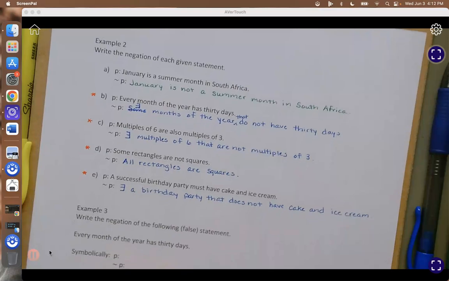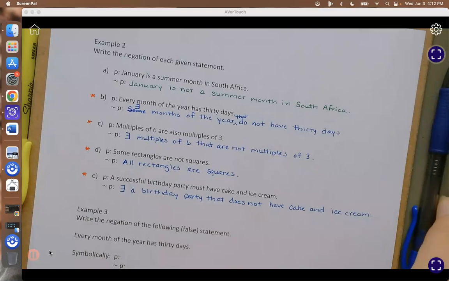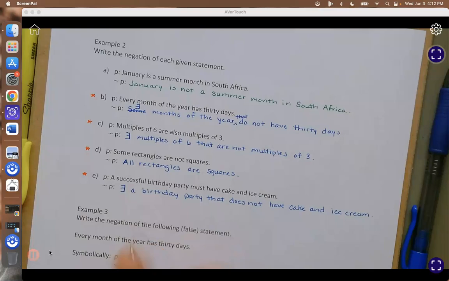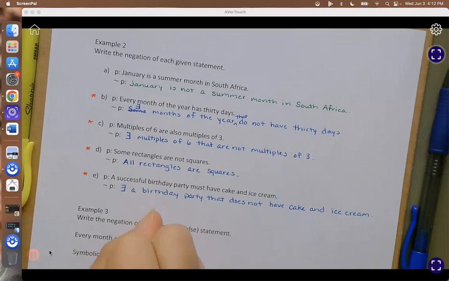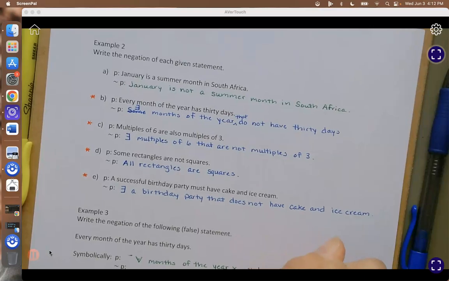Every month of the year has 30 days. We did this symbolically already, but let's do it again. We're going to write the statement "every month of the year": for all months of the year x, x has 30 days.